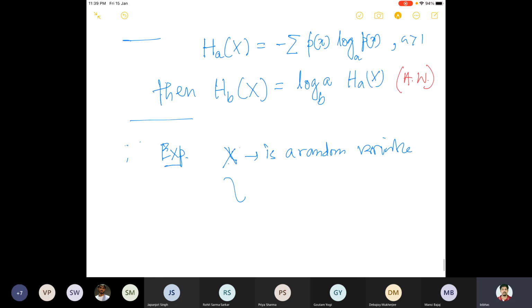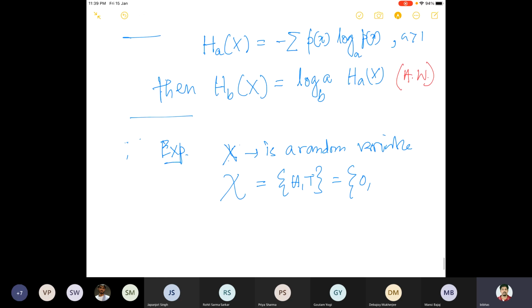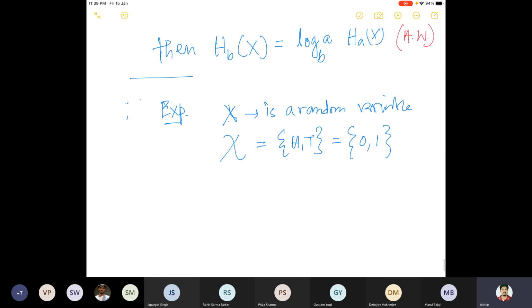That means my X could be head and tail. This could be my head and tail. But whenever I write the sample space, instead of head and tail I will write 0, 1. Or 0 or 1. You can write anything, a, b, it doesn't matter. Whatever way you define your random variable. So what is the random variable?